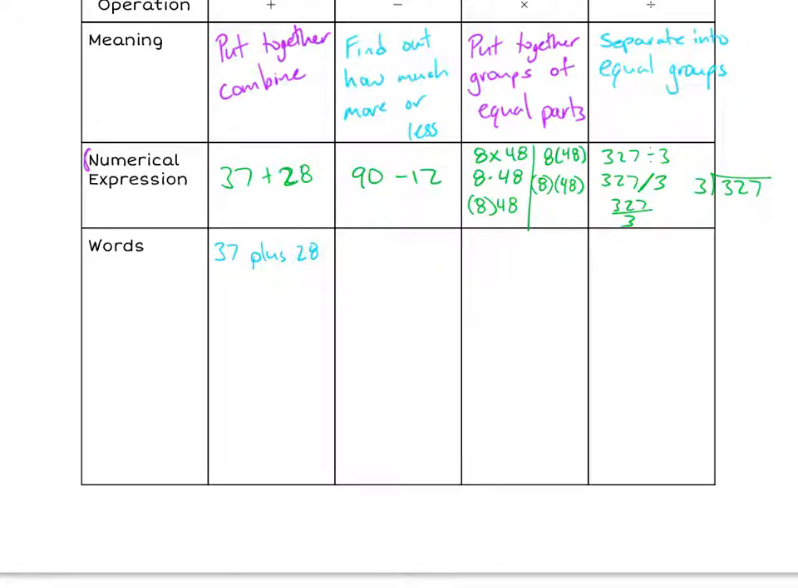How else could you read that, if you actually write the numbers out? But what can we use instead of the word plus? 37 added to 28. 37 added to 28.